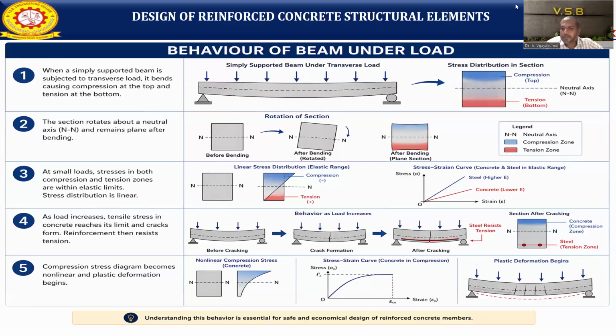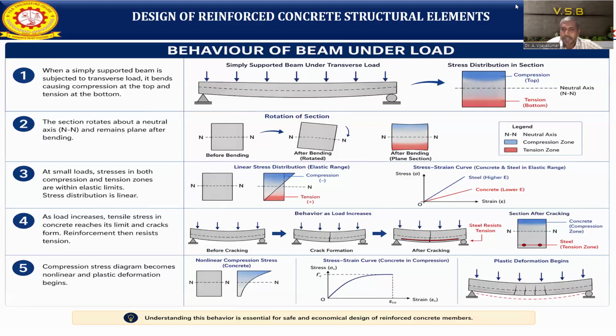N is the neutral axis. The color shows it clearly: blue shows the compression zone and red shows the tension zone. How is it going to behave here? Now see the third point. When you have small loads, stresses in both the compression and tension zones are within the elastic limit. The stress distribution should be linear, both compression as well as tension, and both will be the same. When does it happen? Because of the small loads.